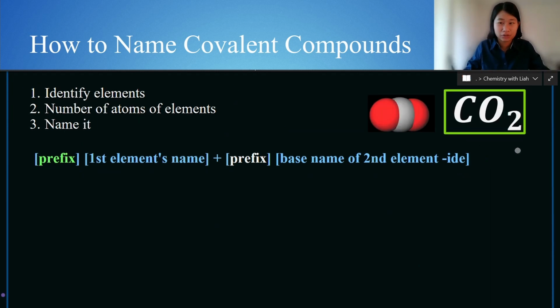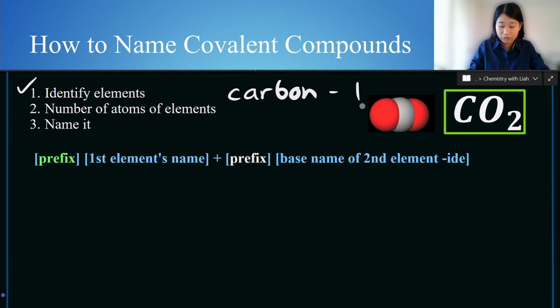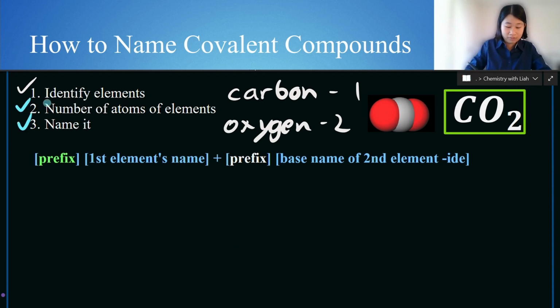So here we have CO2, right? And we're going to identify the elements. So C is for carbon, and we only have 1 of those. And then we have oxygen, and we have 2 oxygens. Now we're going to name it. And so the prefix for the first element is just going to be ignored because it would be mono, which we're not allowed to put mono for the first element. So we're just going to write carbon.